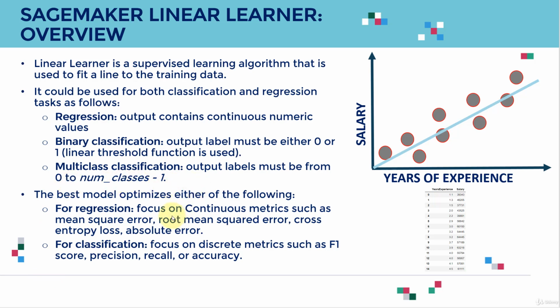Okay? All right. So for regression specifically, we can train the algorithm to focus on continuous metrics such as mean square error, root mean square error, cross entropy loss, and absolute error. However, for classification, I can train the algorithm to optimize or just focus on precision, recall, accuracy, and F1 score. Please note that we're going to cover all these metrics again in future case studies.